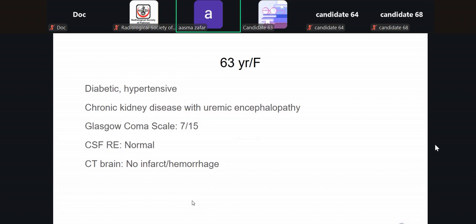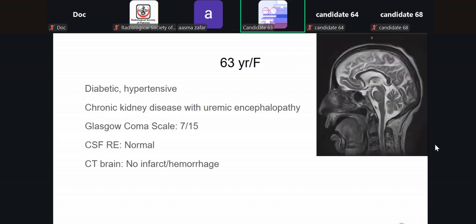Let's move forward. This is a 63-year-old female, diabetic, hypertensive, chronic kidney disease with uremic encephalopathy, Glasgow Coma Scale 7 by 15, CSF normal, CT brain no infarct or hemorrhage.